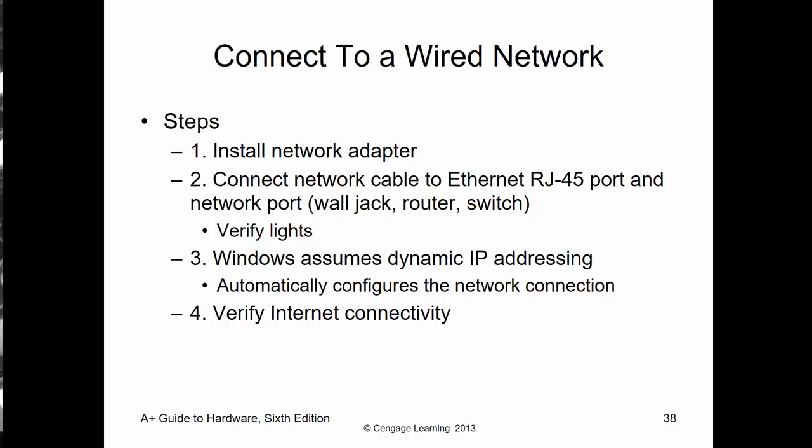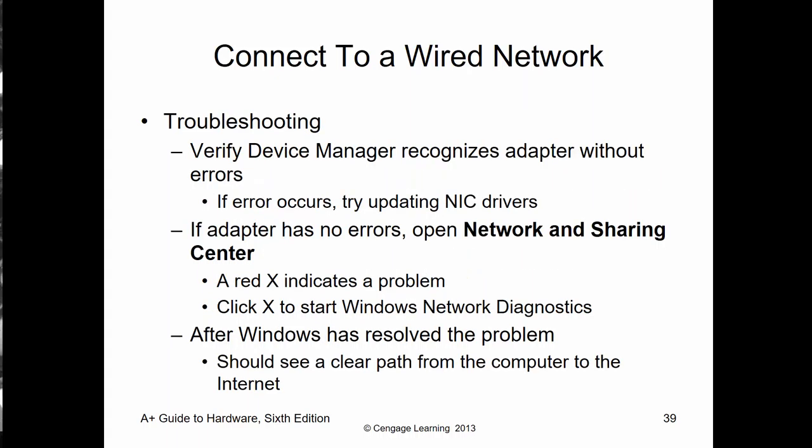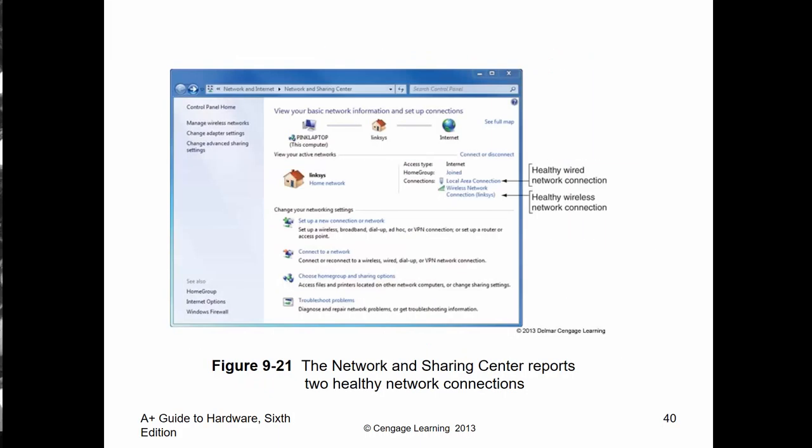We will then get an IP address, assuming we're connecting to a router, which will be assigned to us. That's going to be a dynamic IP address. If we're hooked up to a router and the router has internet connectivity, our traffic should pass through the router to the internet. Thus, we should be able to verify our internet connectivity. There are troubleshooting methods for our wired connections in the Network and Sharing Center.